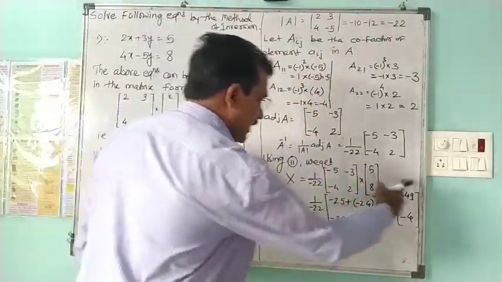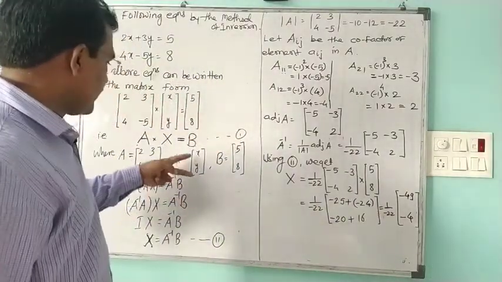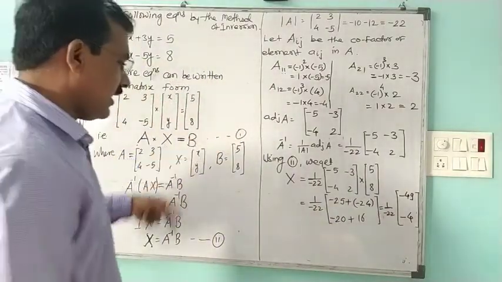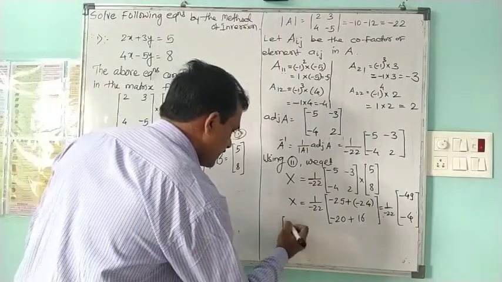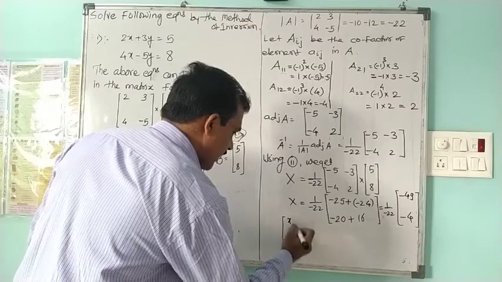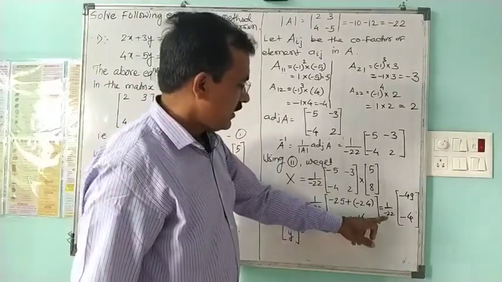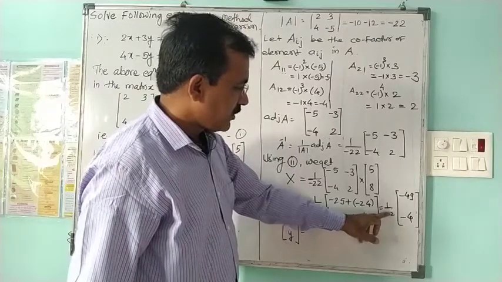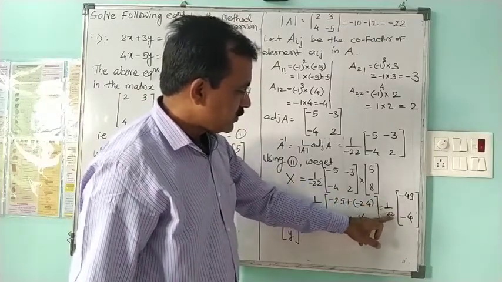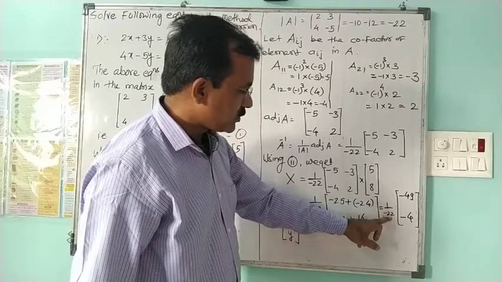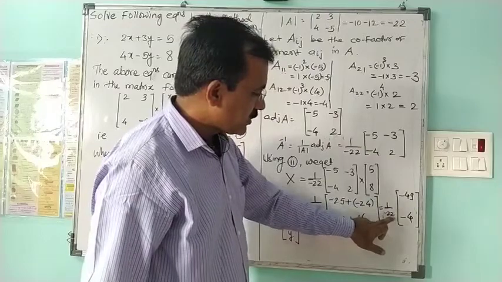Now this is the value of capital X. So what is X? X is a matrix containing two elements, small x and y. So this X can be replaced by its value as small x and y, and this we have got. We can use this operation dividing each element by the external number minus 22. 1 upon minus 22 means divide these two numbers by minus 22.